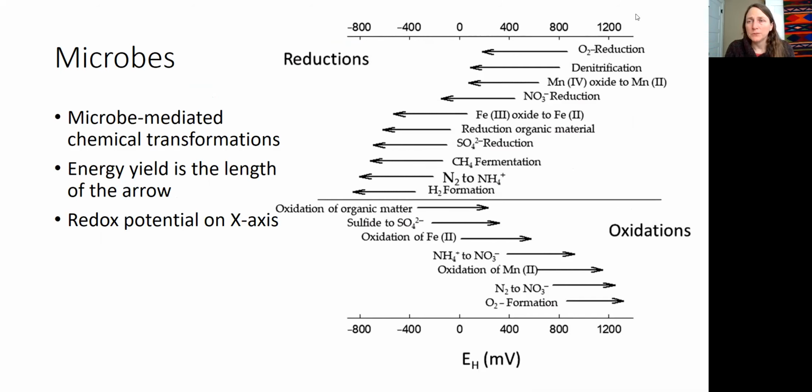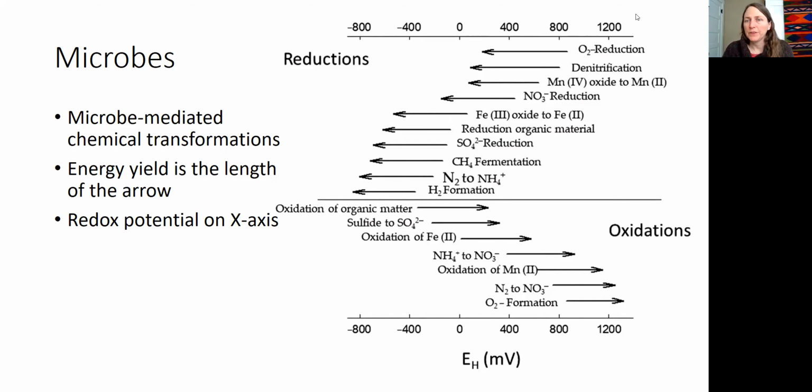A lot of microbes do this important work of redox chemistry, and they do it because they make energy, and that's how they make their living. So a lot of microbe-mediated chemical reactions involve redox reactions. These arrows, the top are showing reduction reactions and the bottom are showing oxidation reactions. The difference between the tail and the head of the arrow tells you how much energy is yielded through that reaction. And it also shows you where in the redox potential environment this reaction will take place, basically without the input of additional energy.